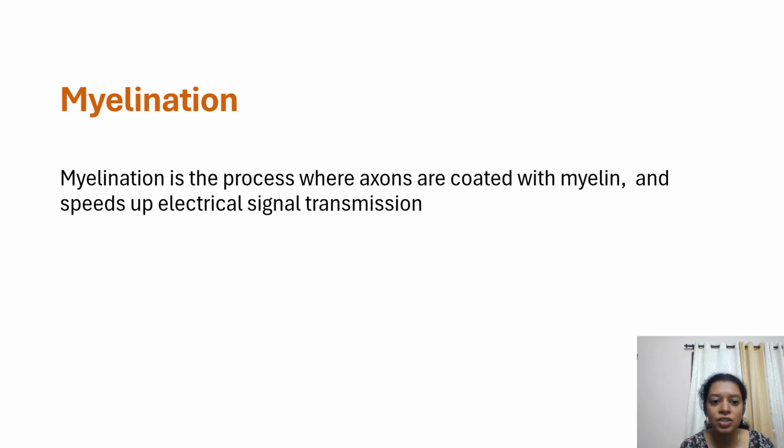That is myelination. It's the process where axons are coated with myelin and speed up the electrical signal transmission. So what happens then? It helps messages move quickly and efficiently. That is myelination.